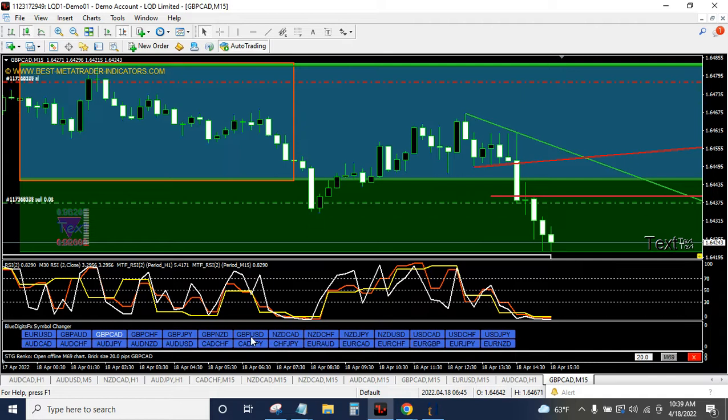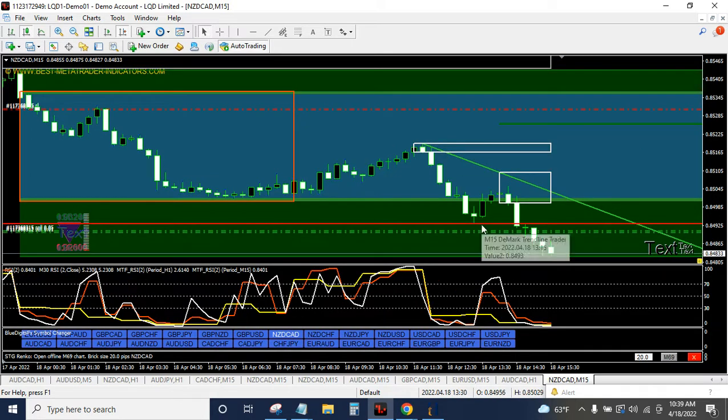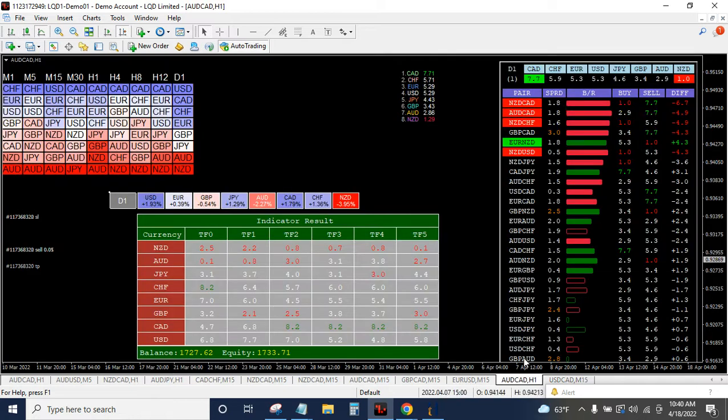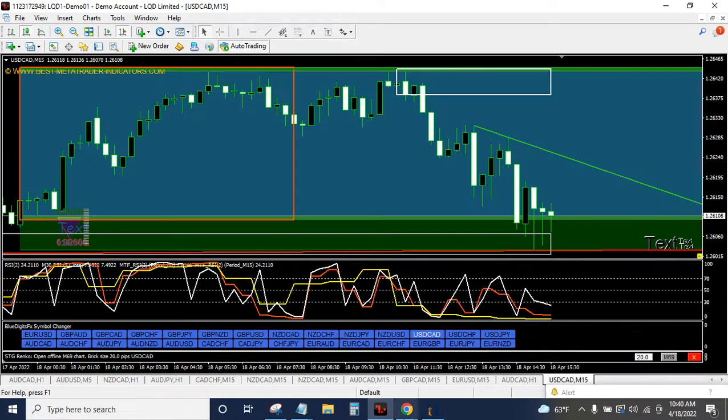This is GBP CAD, New Zealand CAD. We have already looked at that, that it was a short move. Probably the move started here when the three RSIs were below 50 or 70. USD CAD didn't do that well though, probably because USD was a little bit stronger. So this means the USD started to pick up, close to the CAD. So probably that's why that move was like that. But the CAD was still very strong regardless.